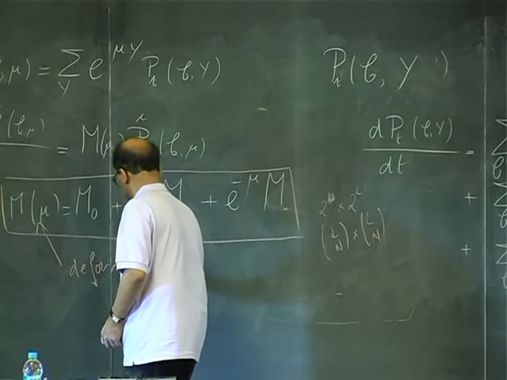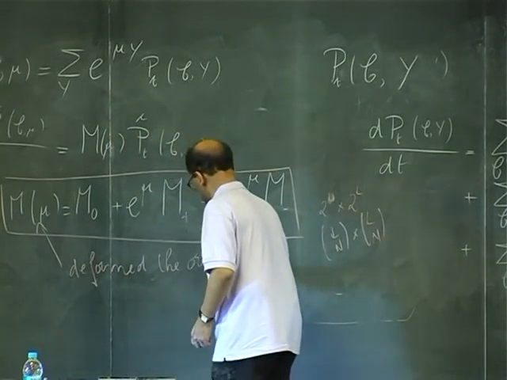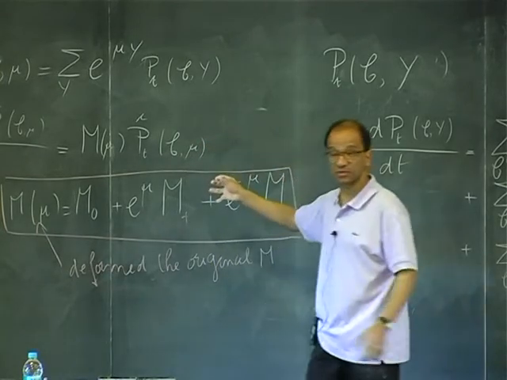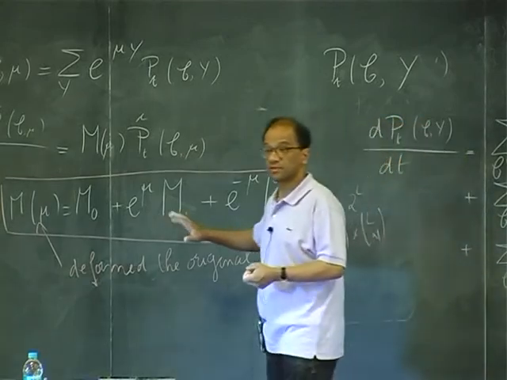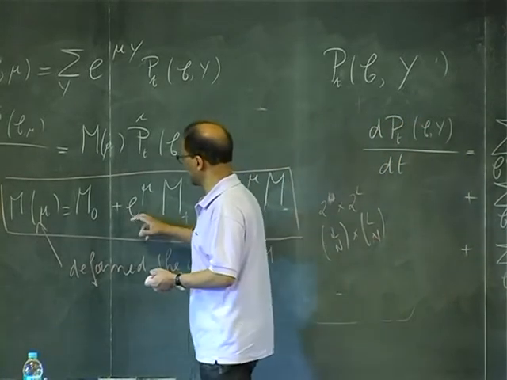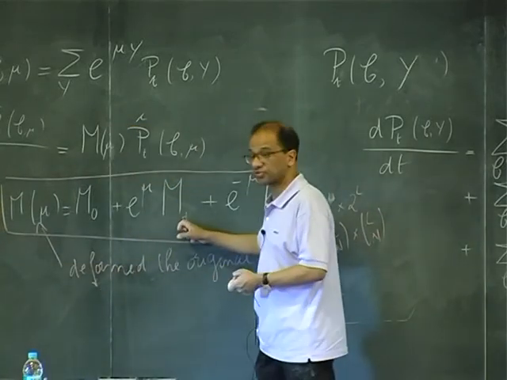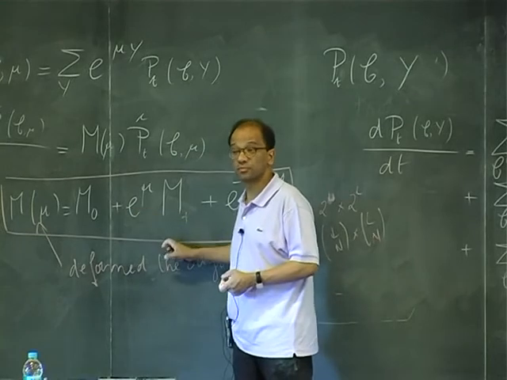So we have deformed the original Markov matrix. And this deformation, of course, depends on what you're looking at, on the observable y. If I look at something else, the deformation will appear differently. For example, if I could have double jumps, I would have a matrix m plus and m plus plus, and I would have exponential mu, exponential 2 mu.